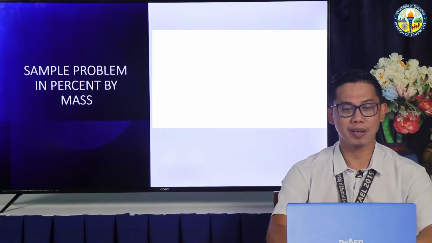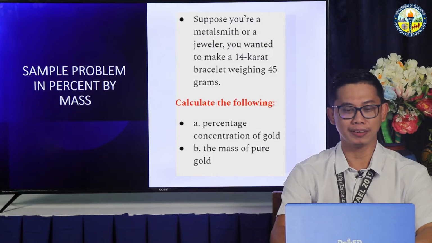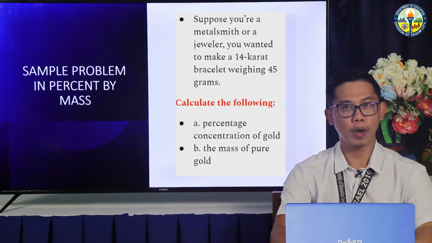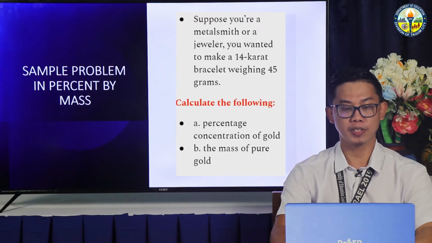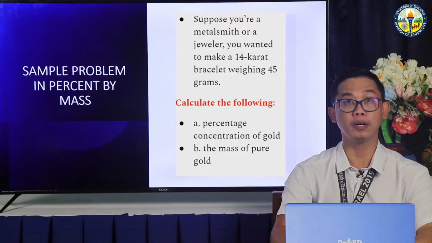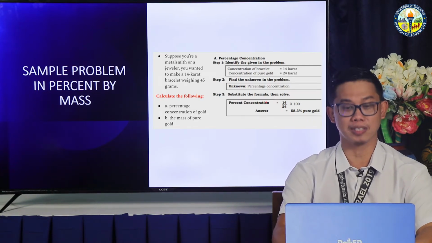Now, we have a sample problem in percent by mass. Suppose you are a metalsmith or jeweler. You wanted to make a 14-karat bracelet weighing 45 grams. Calculate the following. A. Percentage concentration of gold. B. The mass of pure gold. All we need to do is to follow the following steps.